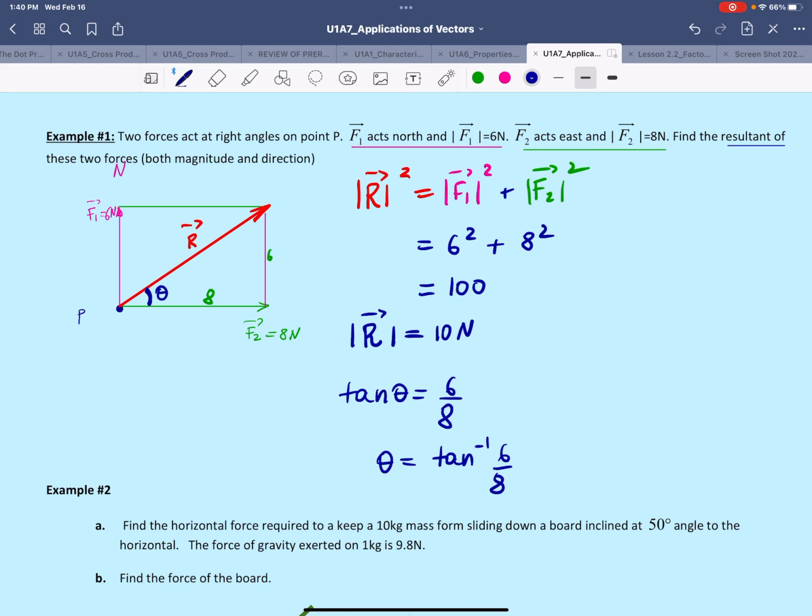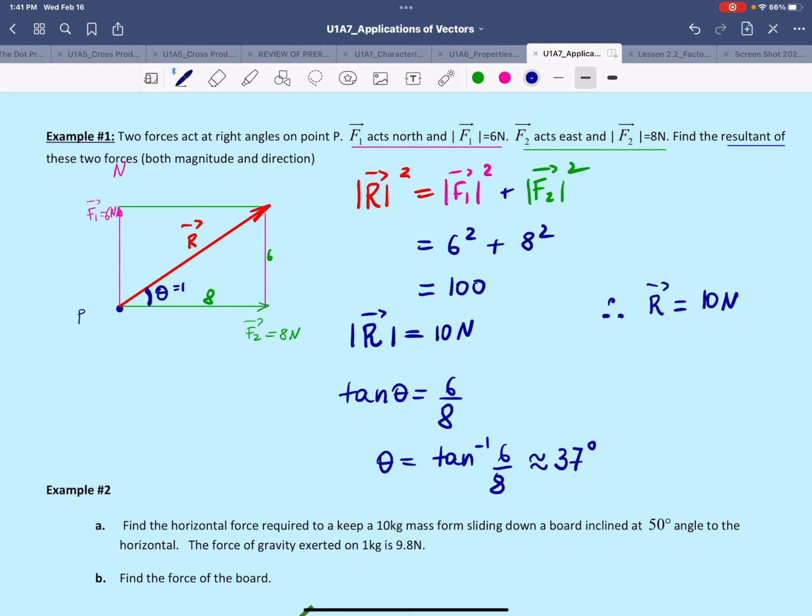We're going to round to the nearest degree. Normally you have to round to as many decimal places as specified, and here it's not specified. So inverse tan 6 over 8 equals 36.86. I will round it to the nearest degree, 37 degrees. So we're going to say that vector R equals 10 newtons.